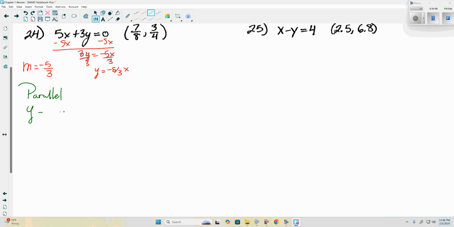So we're going to go back to our point slope form. Our y minus y1 equals m times x minus x1. I'm going to replace the slope with -5/3. And the point they gave us is 7/8, 3/4.